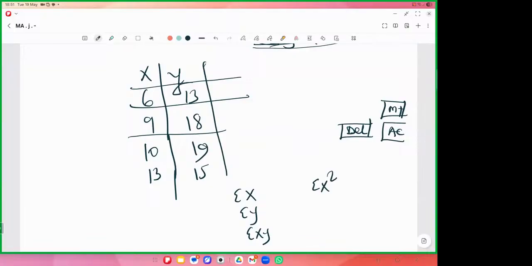Now, if you have reached there, I want some good student to tell me what is the sum of x, what is the sum of y, what is the sum of x squared, what is the sum of xy.